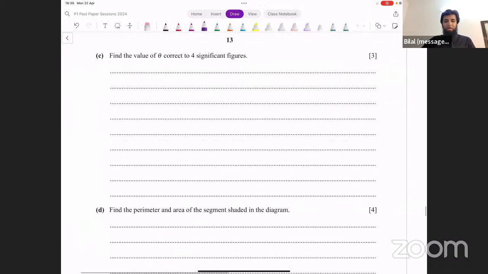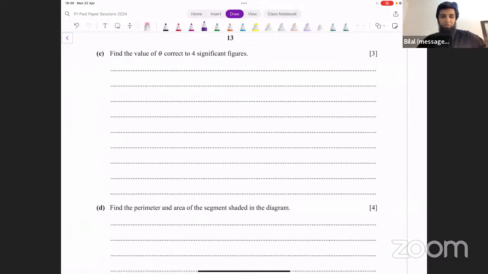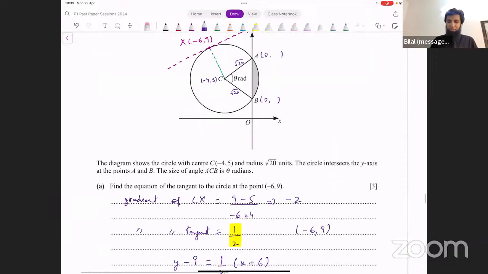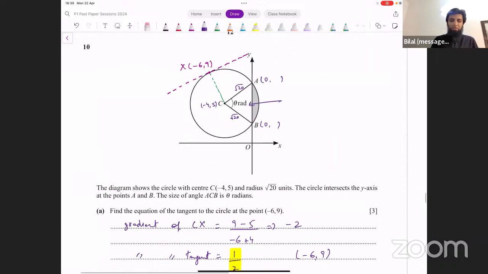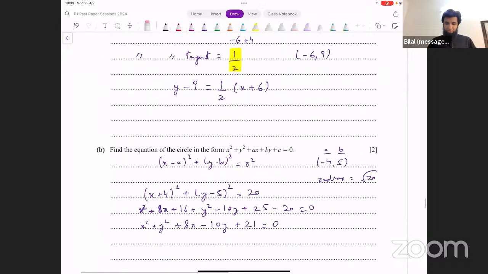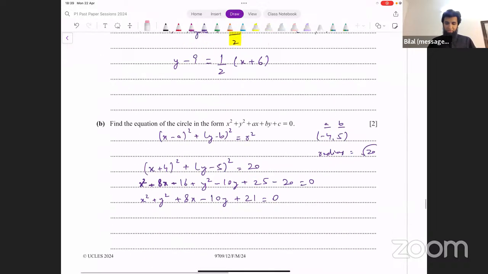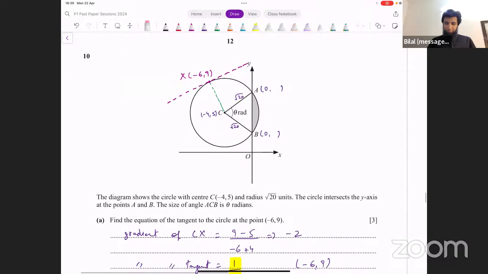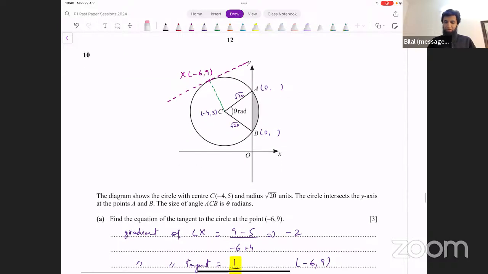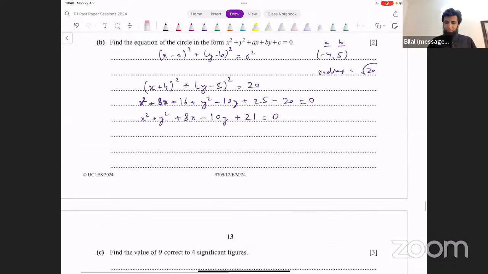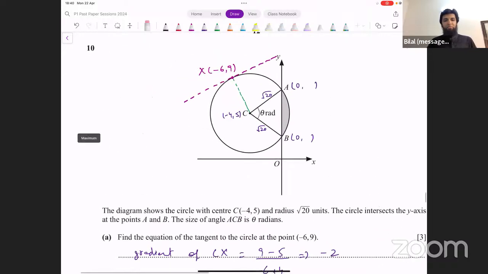It says find the value of theta correct to 4 significant figures. What's theta? Theta is this angle here. How do you find the value of this theta? Let's think about this now. Under root 20, under root 20. What have we found earlier? We got the equation of the circle. Okay, so what we can do is we can find the points A and B.